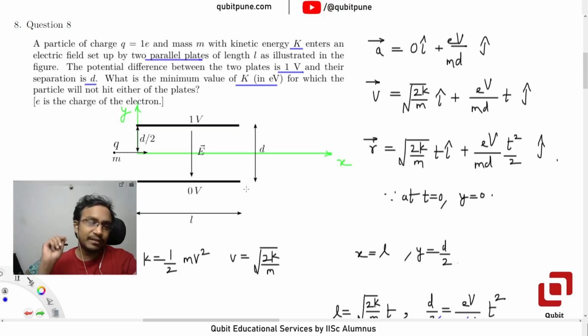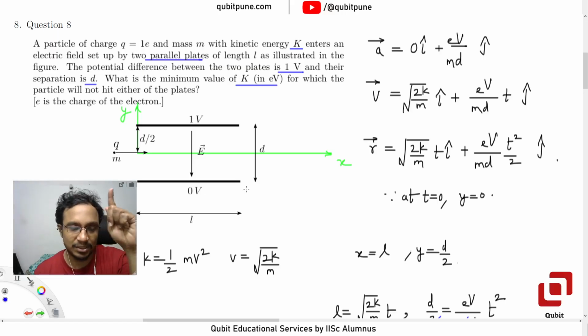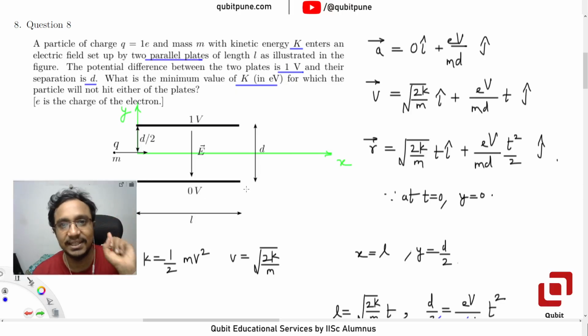Okay, so what I first did is I brought in the coordinate system. I considered left to right as x, I considered up as positive j, and then I first wrote the expression for the acceleration. Because this has no force, this particle sees no force along x, it has zero acceleration there, so 0 i cap, but it does have an acceleration along y.